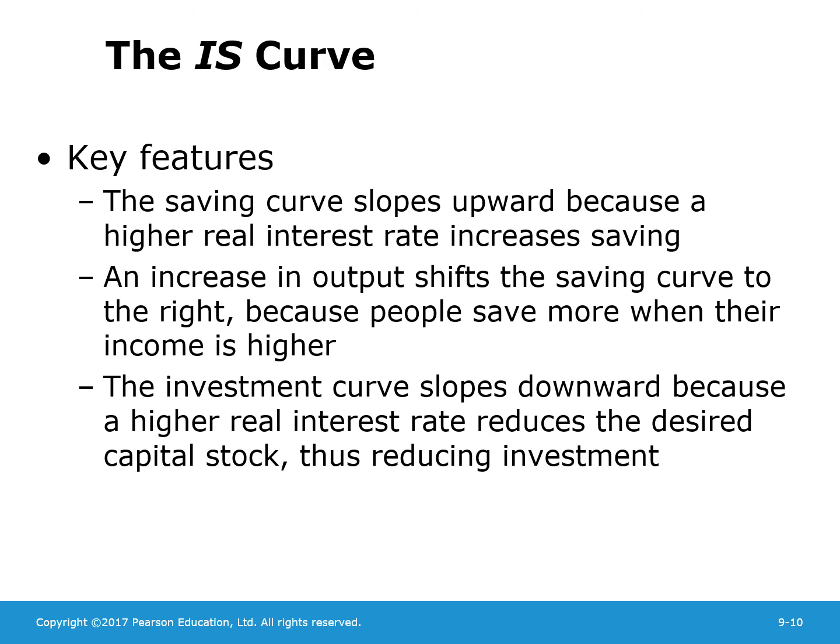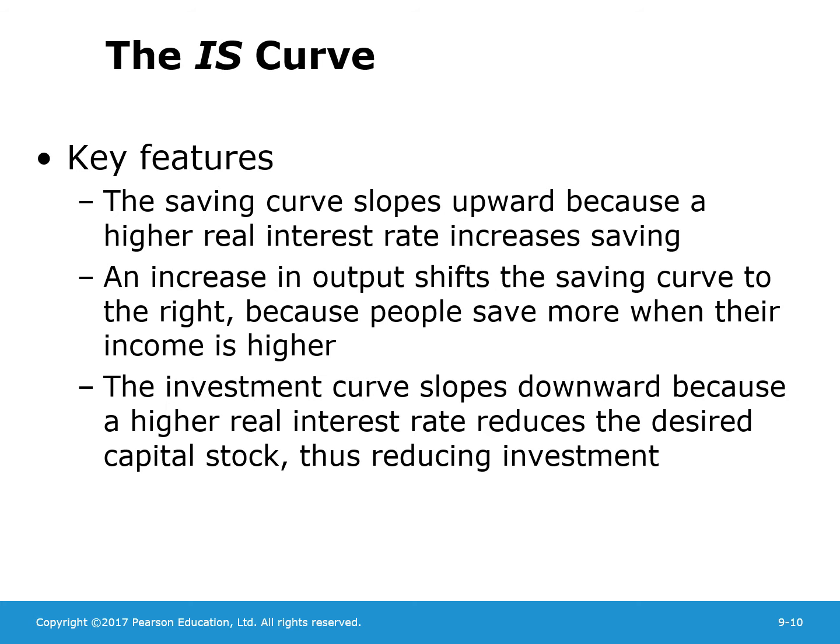So here we say again what we have just said. The saving curve slopes upward. Why? When we draw the saving and investment diagram, the saving curve was sloping upward because a higher real interest rate increases saving. So it's a positive relation with the real interest rate. An increase in output shifts the saving curve to the right, as we saw in the figure on the slide before this. We saw that when output increased from 4,000 to 5,000, the saving shifted to the right because people save more when their income is higher. Part of the increase in their income will be devoted to saving, so the saving will shift to the right.